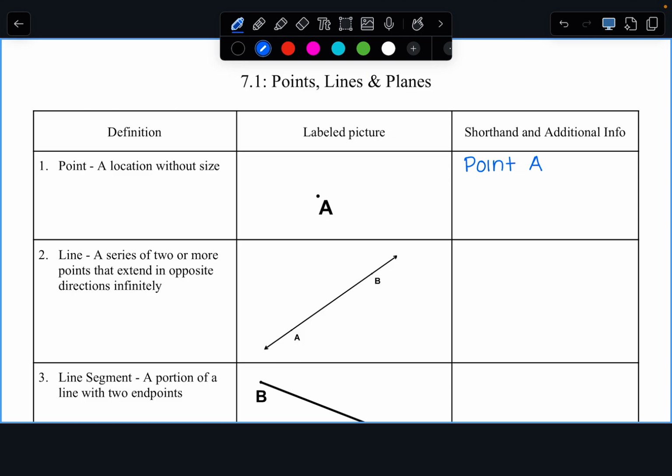A line is a series of two or more points. It extends in opposite directions infinitely, so that means it keeps going on forever. It does not have a stopping point. You have to make sure that when it's a line, it has two arrows on the ends, and you can label it as line AB.